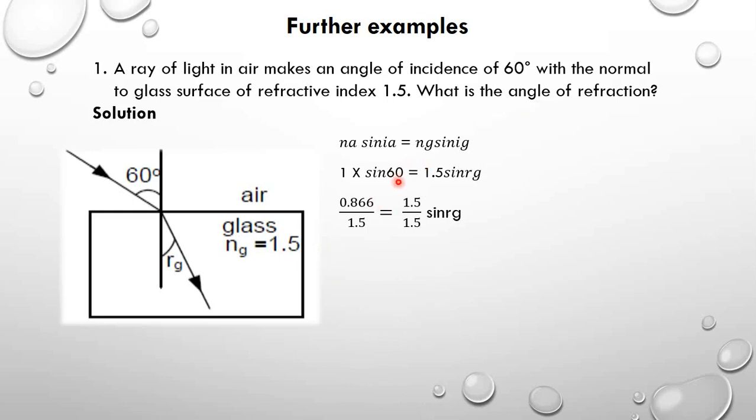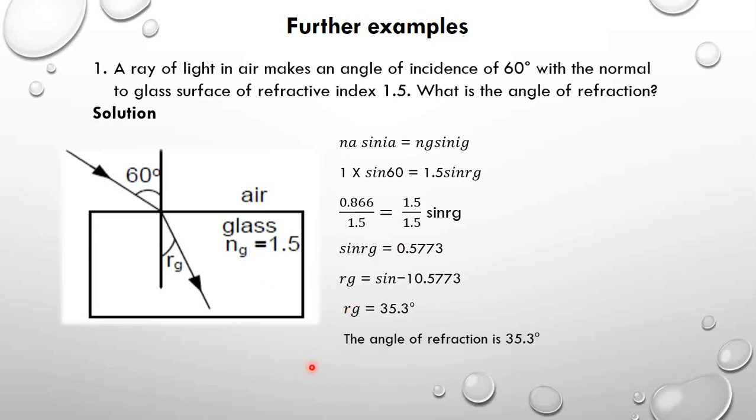When we divide through, we shall get this. So we know that sine of 60 is 0.866. So we shall get our sine RG and make it the subject, and then get RG as the sine arc of 0.866 divided by 1.5, and that will be 0.5773. So sine of RG is going to be this, and therefore RG is going to be sine arc of 0.5773, which will give us an angle of 35.3 degrees. So the angle of refraction is 35.3 degrees.